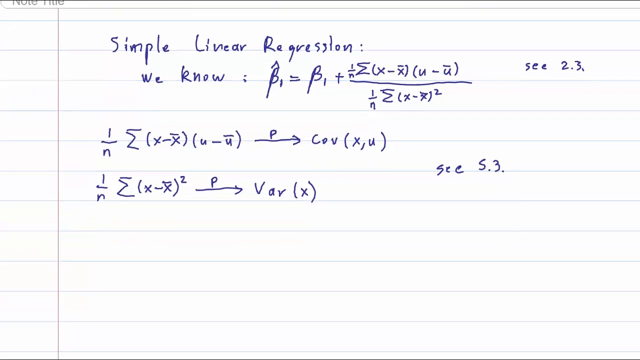Now, we know that the variance of x is greater than 0, and the covariance between x and u is equal to 0. If you don't know why, I'm just going to do a quick proof here. So we know that the covariance of x and u is, using the alternative formula for the covariance, the expectation of x times u minus the expectation of x times the expectation of u.